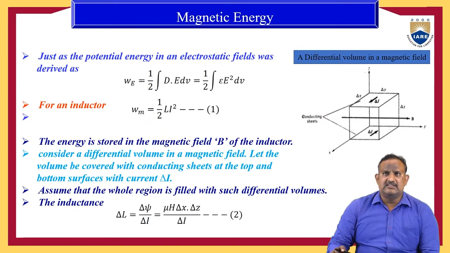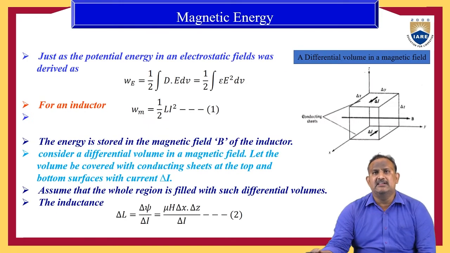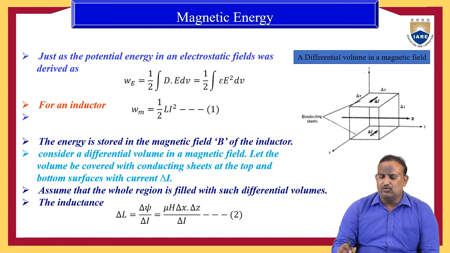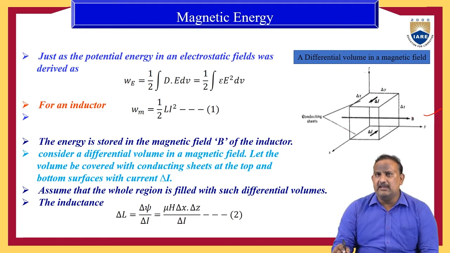Now we'll discuss a small topic, magnetic energy. To discuss the magnetic energy, let us assume a rectangular coordinate system. In the rectangular coordinate system, assume a differential volume placed along the xz plane and the current is flowing along the y direction. Due to the flow of current along the y direction, the magnetic field is along the y direction. In the other two directions, we don't have the magnetic field.